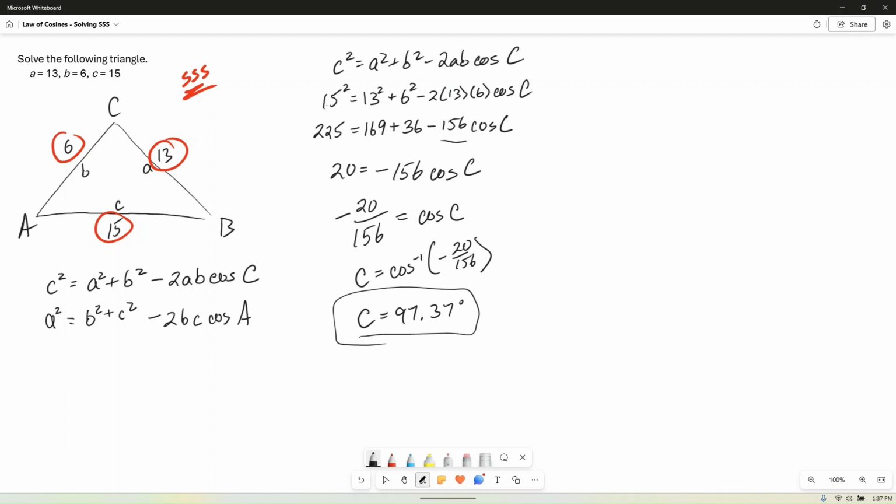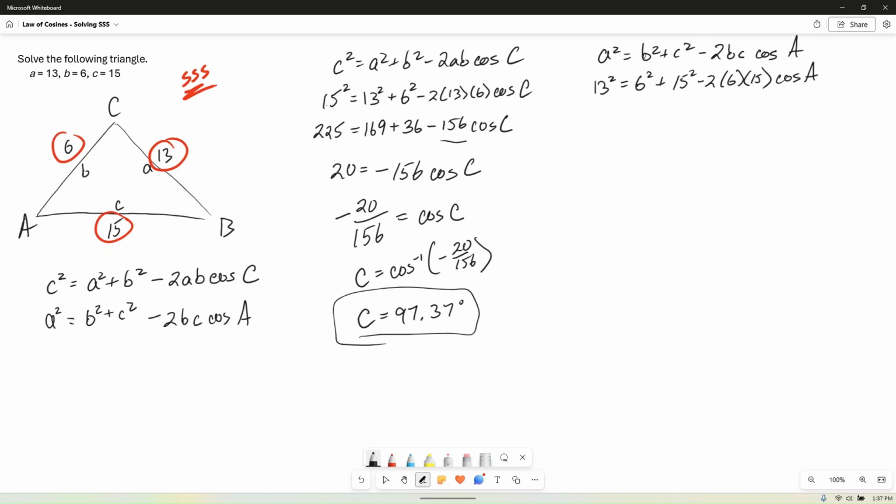Let's do the same thing. We can go ahead and do it for angle A since I already wrote the equation out. So A squared is equal to B squared plus C squared minus 2BC times the cosine of A. So if we plug our values in there, we will have 13 squared is equal to 6 squared plus 15 squared minus 2 times 6 times 15, and then times the cosine of A.